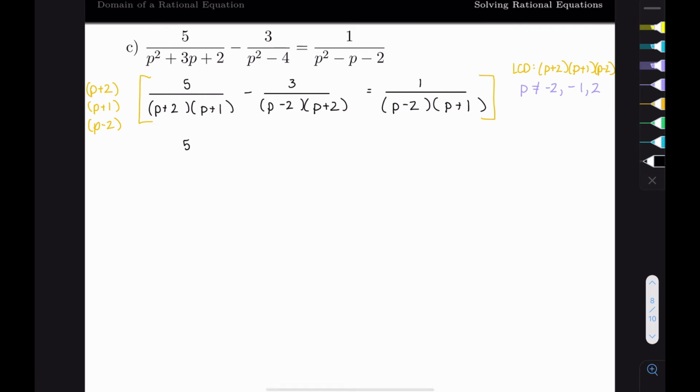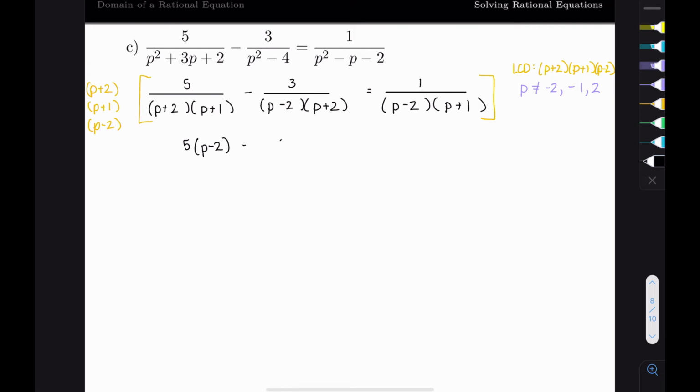So we'll try to do it, but I'm going to have to erase some stuff to make it fit. So if I take this first one and I times it by that common denominator of p plus 2, p plus 1, p minus 2, the p plus 2's and p plus 1's cancel, and we're just going to be left with p minus 2. So for this first fraction, we're just going to be left with 5 times p minus 2.